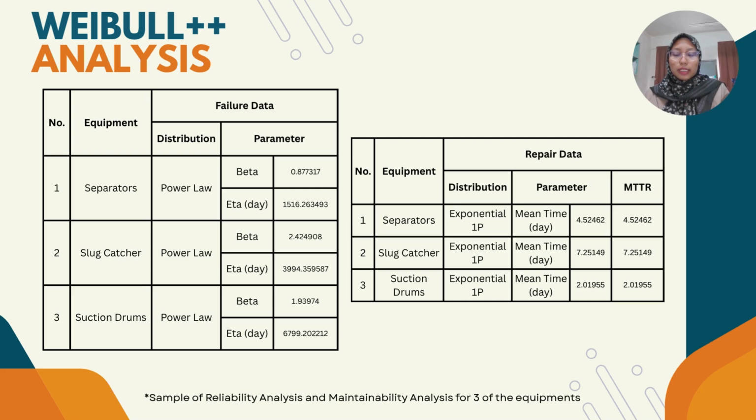Exponential repair times indicated consistency, while lognormal and Weibull showed variability due to factors like complexity or human error, supporting better downtime modeling and maintainability planning. Tables in the slide showed example parameters of three of the equipment after being analyzed in Weibull++.